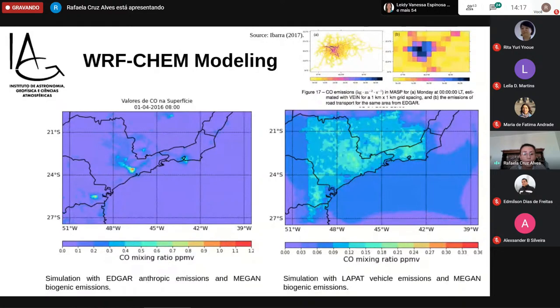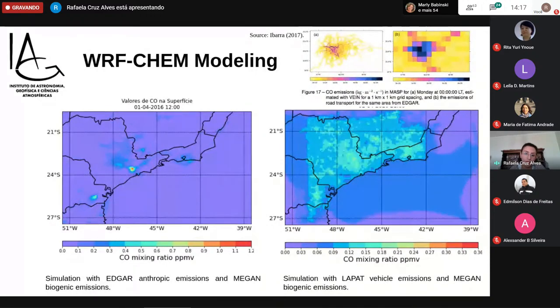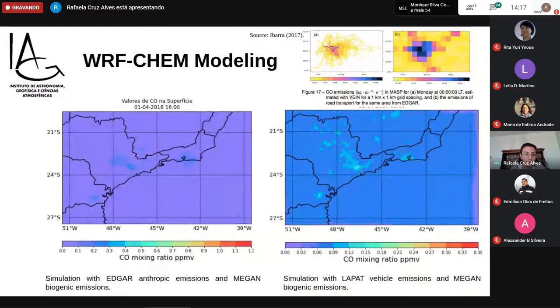However, when comparing the animations, it is noted that the simulated concentrations of the left GIF are higher than those simulated on the right GIF, different from expected. Keep in mind that these are preliminary results to test the emission data in the simulation by the model WRF-GHG.